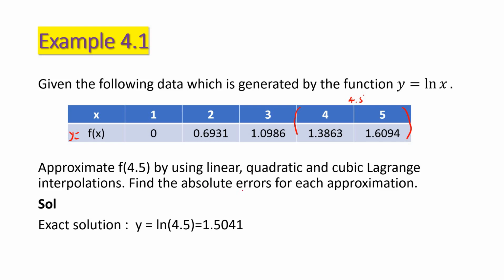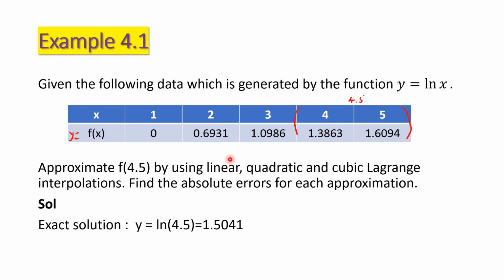Since you have the exact solution, why do we have the exact solution? Because this data is tabulated by the function y equals ln x. You want to approximate f(4.5). Of course, if you know the function, you can straight away plug in x equals 4.5, then you get y equals ln 4.5, which is 1.5041. So this is an exact solution. If we know the function, you can easily know any y value that you are going to estimate.